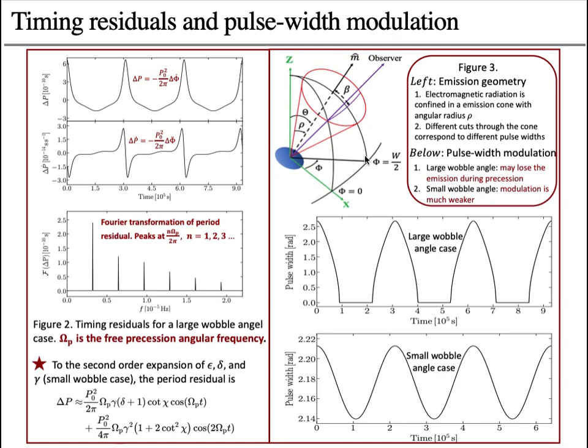For pulse-width modulation, we assume that the electromagnetic radiation is confined in an emission cone with angular radius ρ, and as the neutron star rotates, different cuts of the line of sight through the cone correspond to different pulse widths. For the large wobble angle case, the observer may lose the emission during precession, and for the small wobble angle case, the modulation is much weaker.